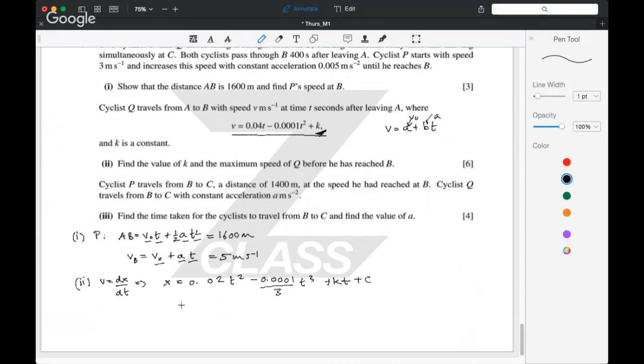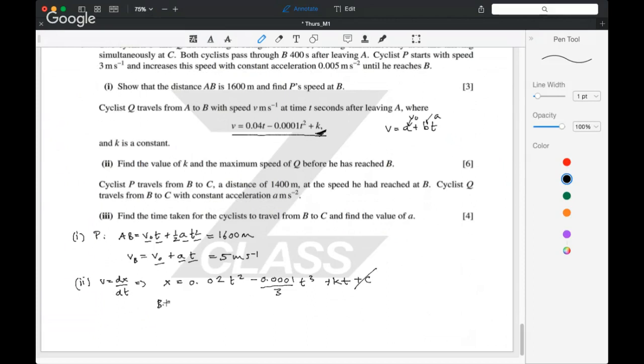But actually, we can immediately use a boundary condition, which is the fact that at time equals 0, the position was 0. The guy hadn't moved at all. So therefore, all these terms go to 0. Therefore, c must go to 0. So there is no constant term. Great.